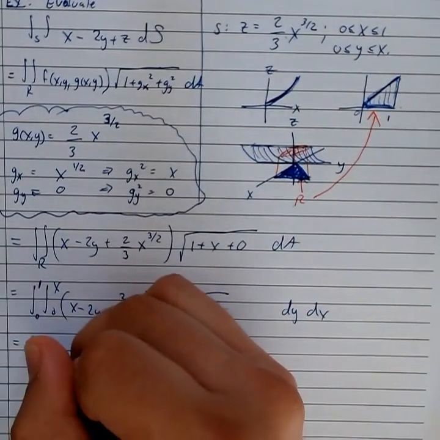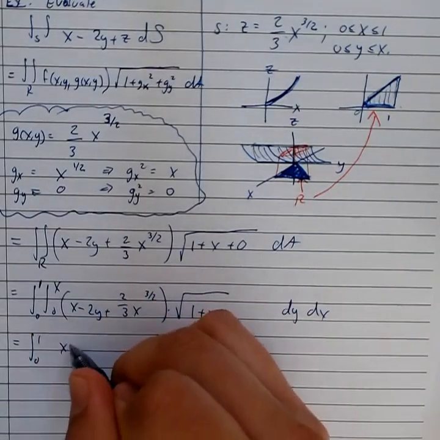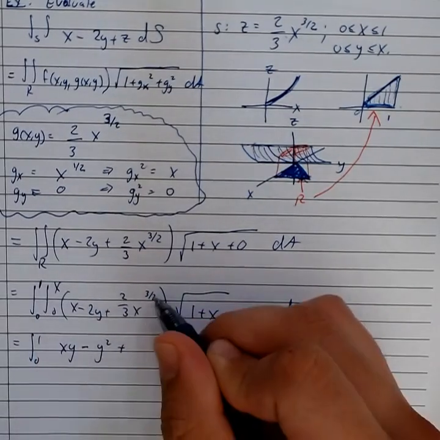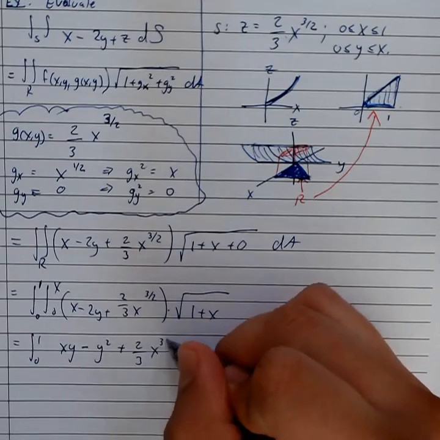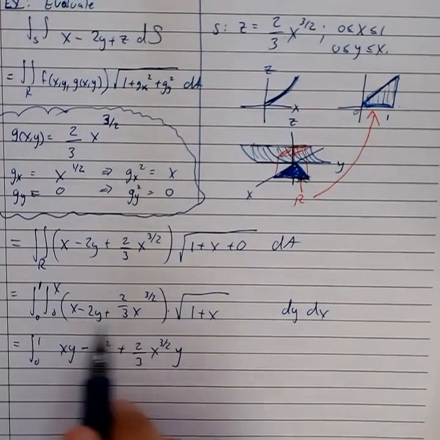So that's going to be the integral from 0 to 1 of, with respect to y, xy minus y squared plus 2/3 x to the 3/2 y. Everything's getting multiplied by y there, that one and that one.